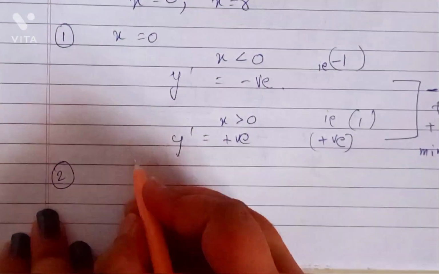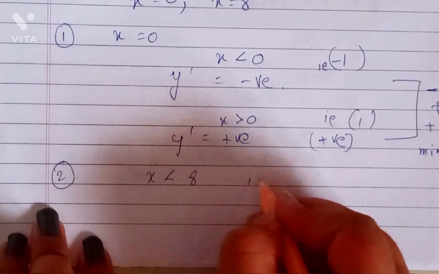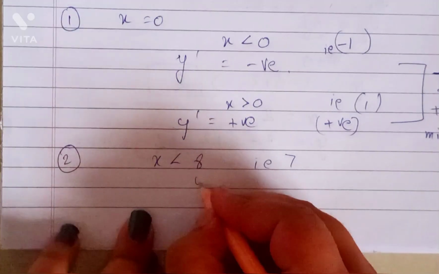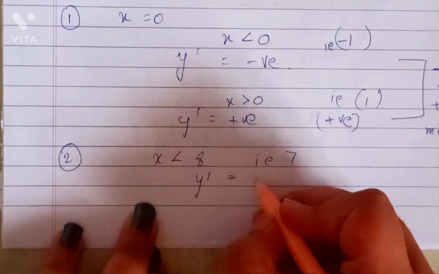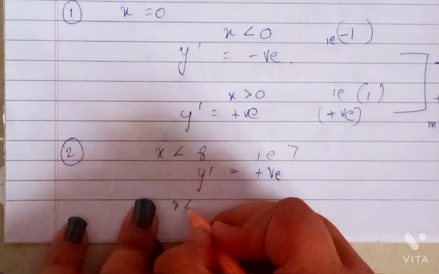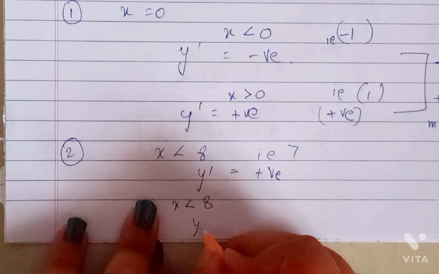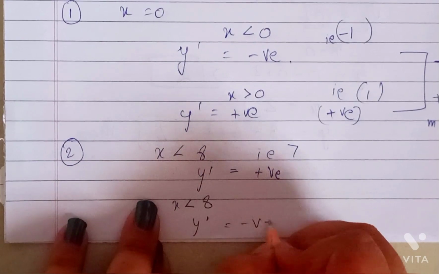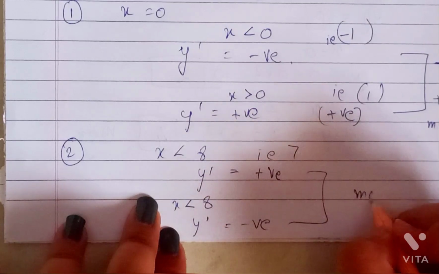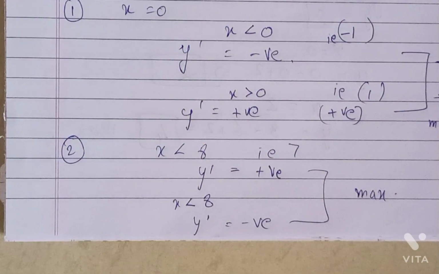So in case 2, when x is less than 8, suppose it to be 7, you'll get y dash as a positive quantity. You solve and see, you'll get y dash as a positive quantity. And when x is greater than 8, you'll get y dash as a negative quantity. So you could see the change. From this we could conclude that it's a point of maxima.